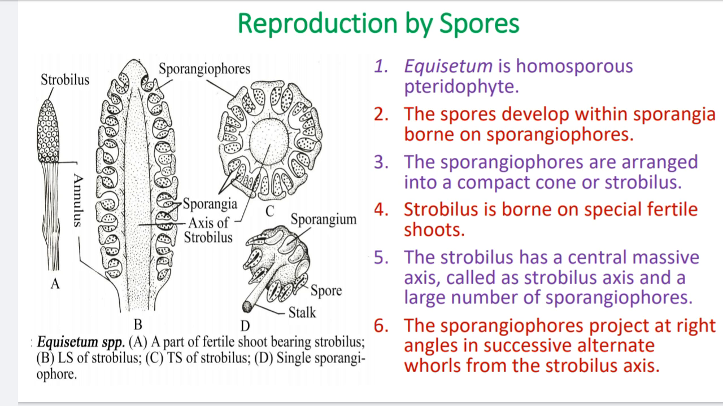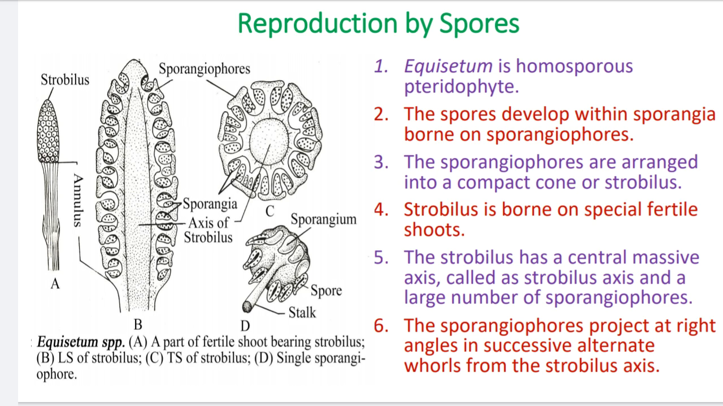See the description. Point number 1. Equisetum is a homosporous pteridophyte. Homosporous means what? In its entire life cycle, it produces a single type of spores. Only a single type of spores is produced by Equisetum, so it is homosporous. Number 2. Spores develop within sporangia borne on sporangiophores. Spores develop in the sporangia, and sporangia are borne on the sporangiophores. Number 3. Phore means stalk. Stalk of the sporangium, sporangiophore.